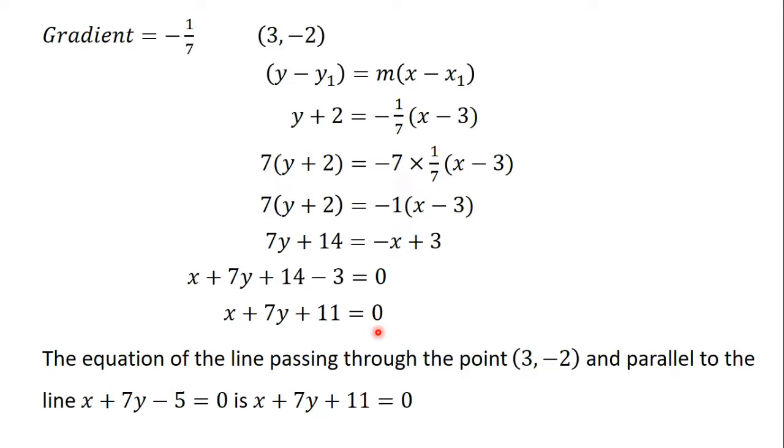So the equation of the line passing through the point (3, -2) and parallel to the line x + 7y - 5 = 0 is x + 7y + 11 = 0.